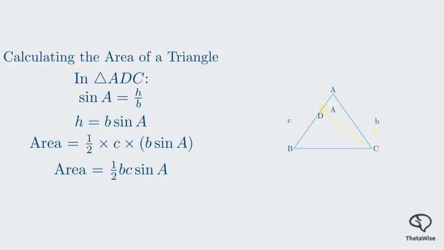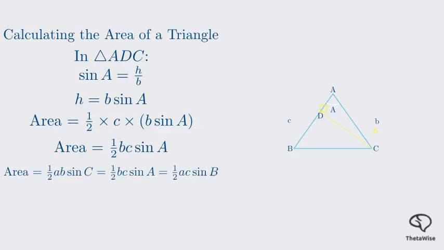This formula holds true for any triangle, whether acute or obtuse, a fact we can prove using a similar process for the obtuse case. This leads to the general rule. The area of a triangle is half the product of two sides and the sine of the included angle. Using different pairs of sides and their included angles, we can also express the area as 1/2 ab sin C or 1/2 ac sin B.